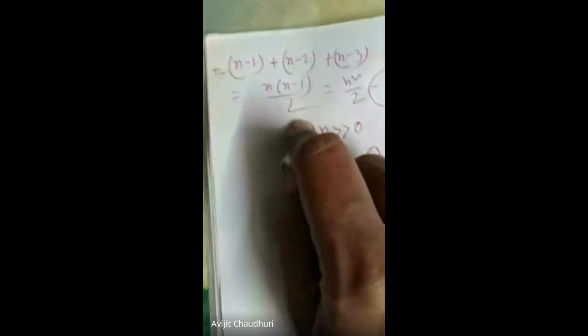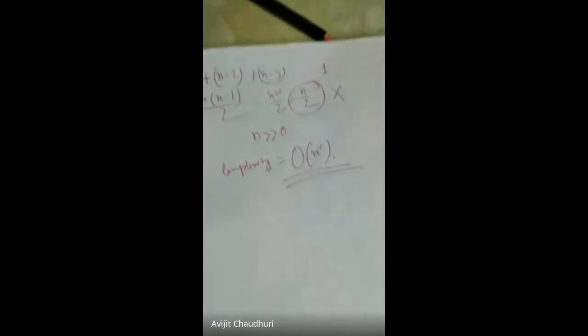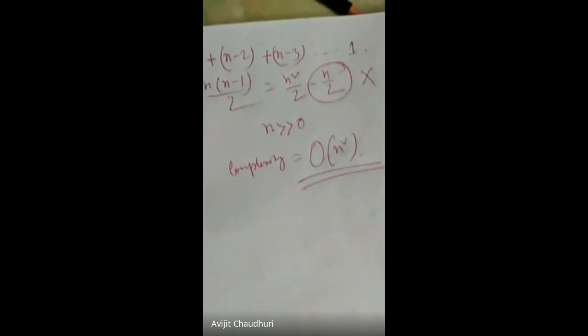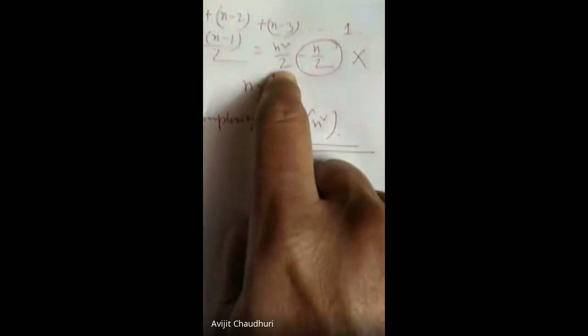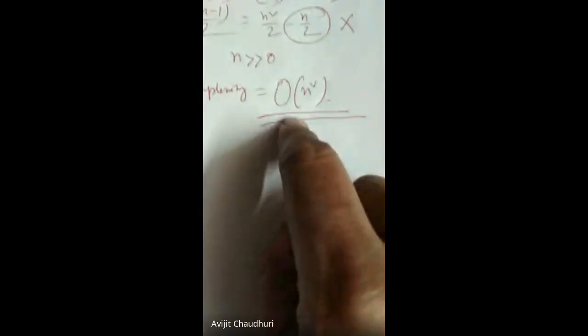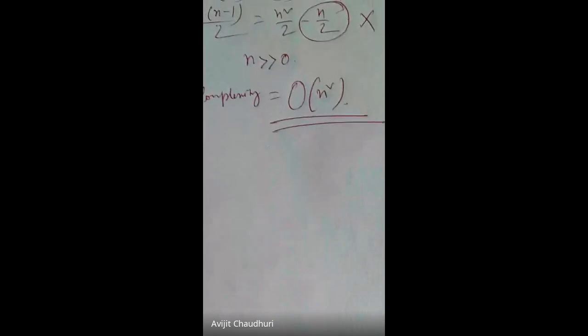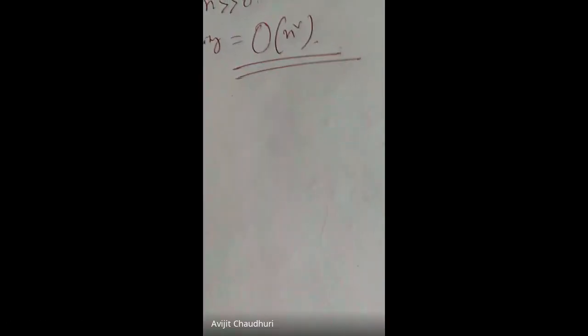So this is one mathematical expression, that will be n into n minus 1 by 2, so this will be n square by 2 minus n by 2. Now if the n value is very large, then n will become very small in comparison with n square. In that case, it depends on n square, so the complexity is big O of n square. This is the complexity of bubble sort.